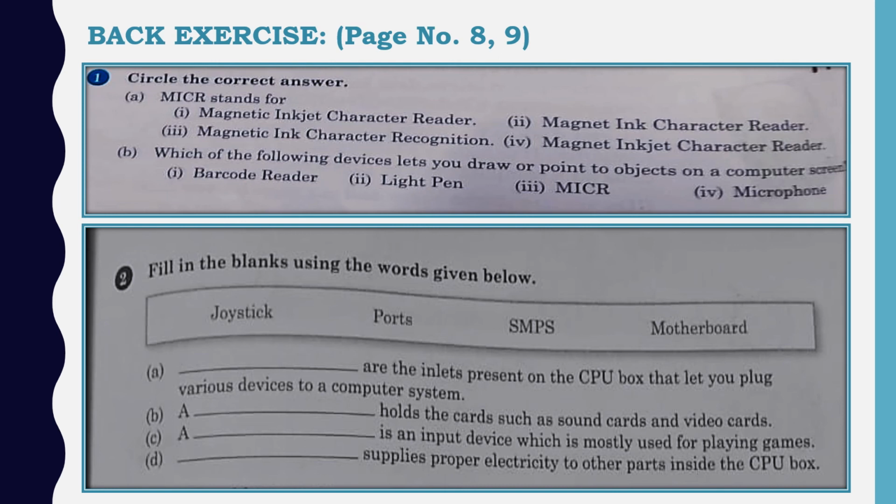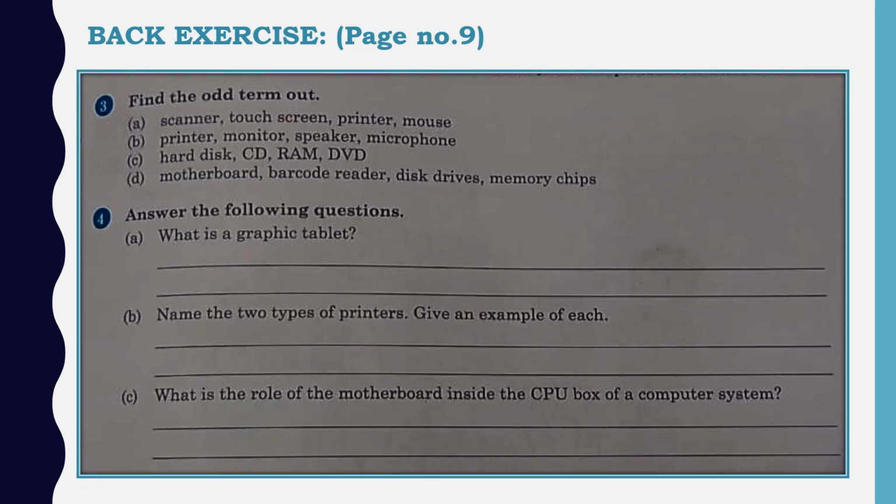So dear students, that comes to an end of the chapter. The back exercises have to be solved in your book on pages 8 and 9. Students, question number 4, answer the following questions. This you have to do in your fair copies. There are 3 questions. Apart from this, revise thoroughly all the practice questions given in your previous e-content.